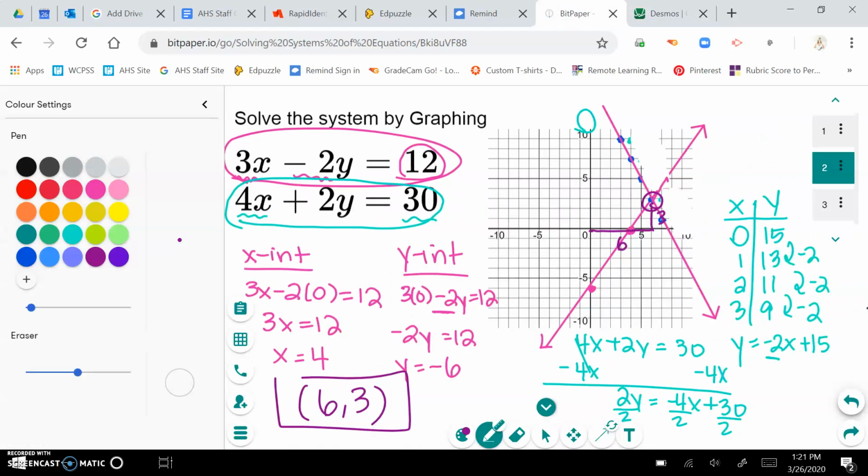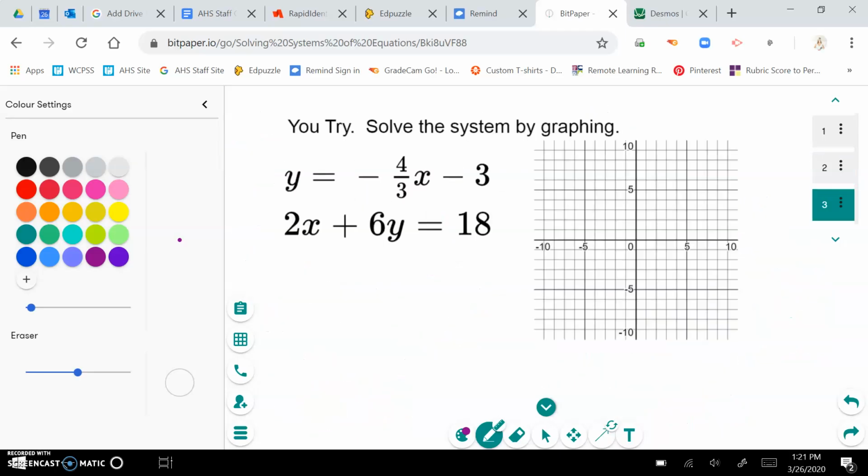So now I want you to try and do this one on your own. You see that you have one line that's in slope-intercept form and one line that's in standard form. So you can go ahead and try and graph that on your own and see what you get.